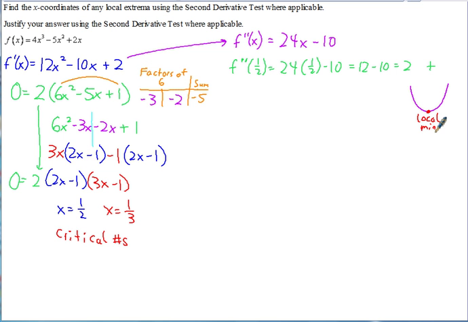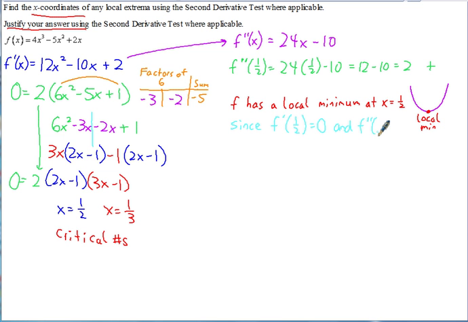local minimum. So we can say, because it said to justify our answer, we can say f has a local minimum at, and it only asks for the x coordinates, so that would be at x equals 1/2. And then your justification would be since, well, there's two aspects to the second derivative test. It's the first derivative has to equal 0 at 1/2, so f prime of 1/2 is 0, and the second derivative f double prime of 1/2 in this case was positive, making it concave up.